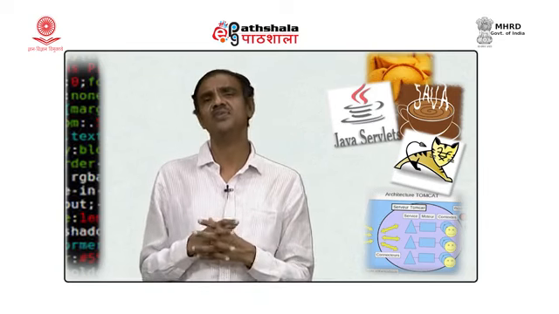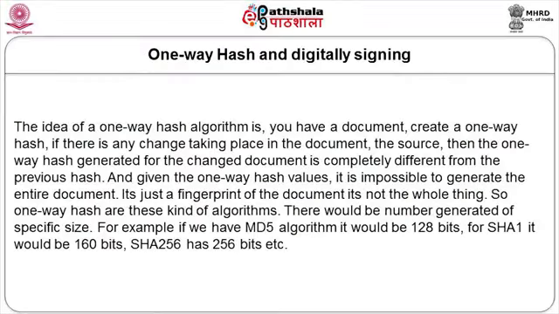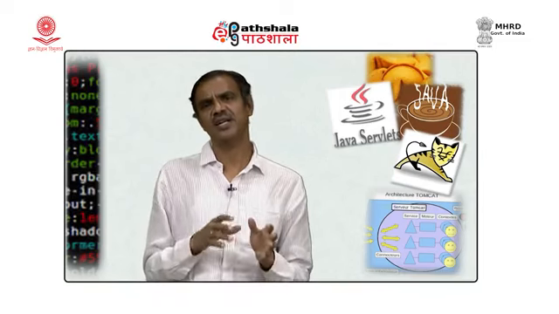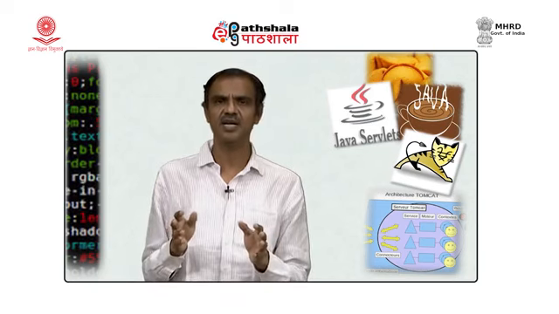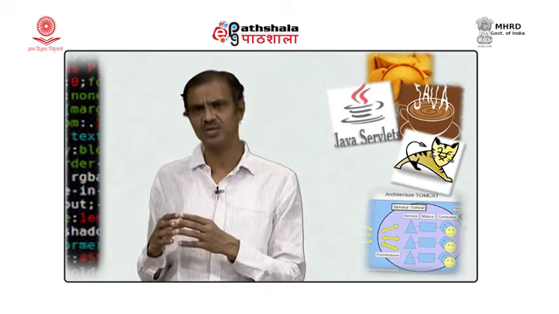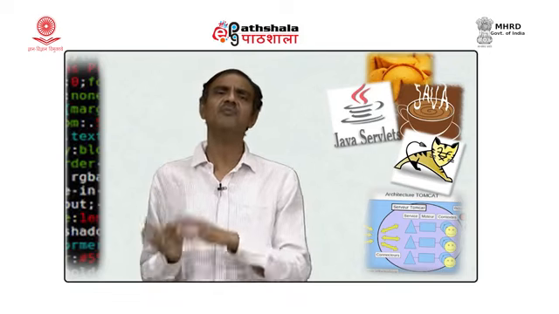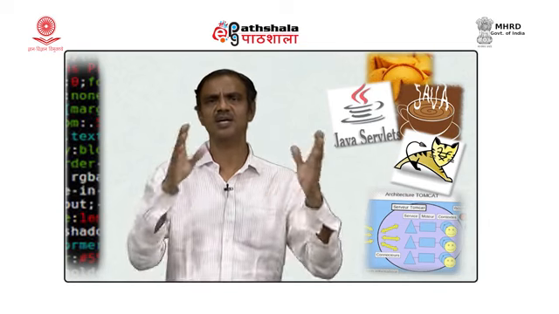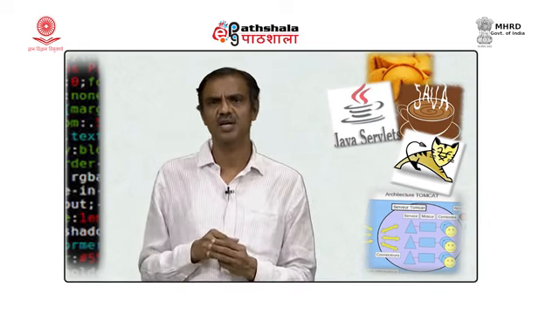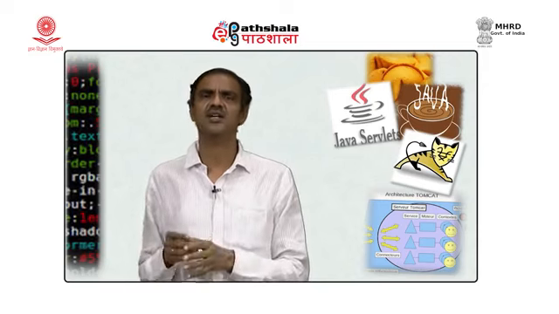The idea of a one-way hash algorithm is, you have a document, create a one-way hash. If there is any change taking place in the source document, then the one-way hash generated for that changed document will be completely different from the earlier one. And given the one-way hash value, it is impossible to regenerate the whole thing. It is just a fingerprint of this. It is not the entire document itself. So, one-way hashes are these kinds of algorithms.